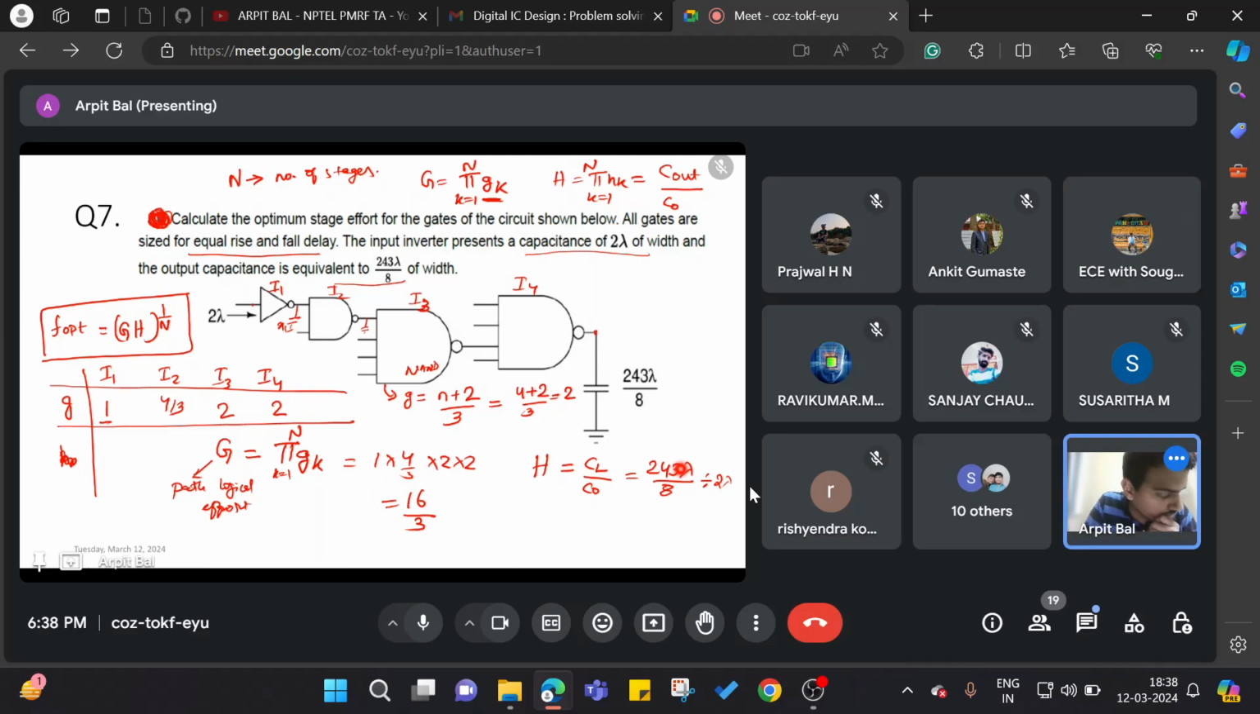Can you repeat once? Sir, for the CL value, the load capacitance of the inverter I1, just copy the CN value of the I2 gate. Okay. Yes, obviously, it is a function of the next input impedance of the next inverter, next gate. I understand, but for the first inverter, it also has its output impedance or parasitic output capacitance, right? Yeah.